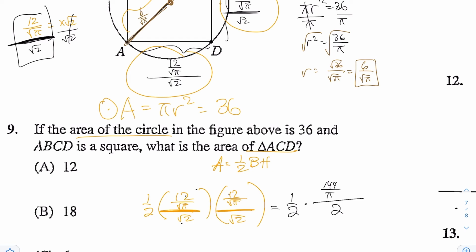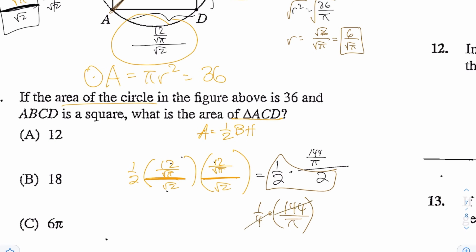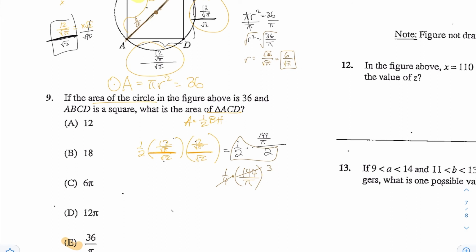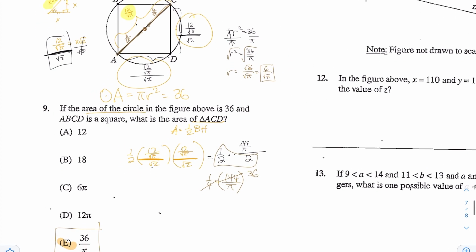So here, you can actually simplify this. 1/2 and this 2 in the denominator becomes 1/4 times 144 over pi, which is the numerator. You can also do keep change flip if you want, but 144 and 4 cancel to form, sorry, 36 over pi. So the answer is choice E. So here we have to use, again, a 45-45-90 special right triangle to help us figure out the sides, and then just do 1/2 base times height.